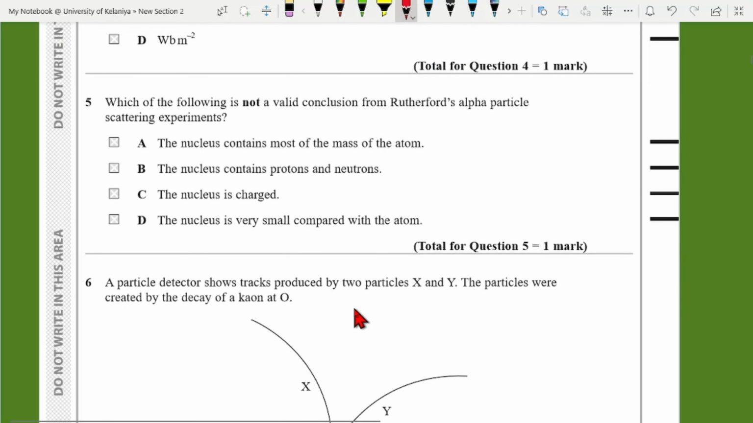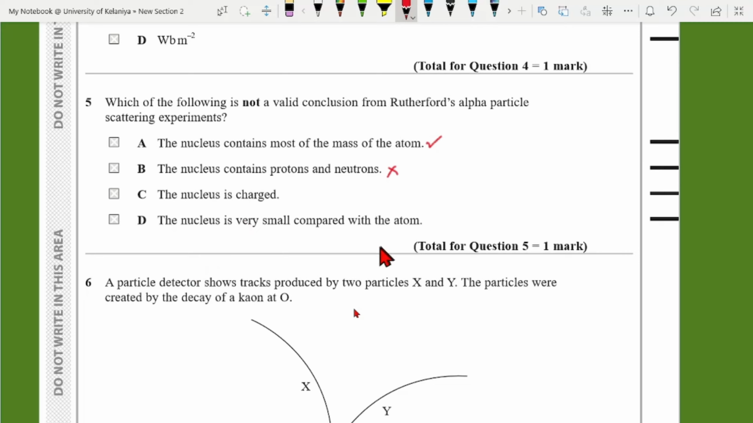Here, in the fifth one, which of the following is not a valid conclusion from Rutherford's alpha particle scattering experiments? The first one, the nucleus contains most of the mass of the atom. Yes, that is correct, right? The nucleus contains protons and neutrons. No, Chadwick did the experiment about neutrons, not Rutherford. He just concluded the nucleus is charged, right? That's what he concluded about the nucleus.